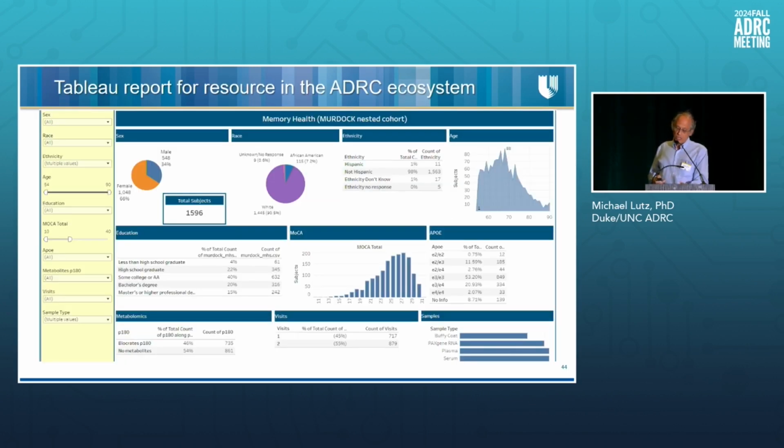Tableau allows for numerous options in terms of query and reporting. This report is for one of the resources in the broader ADRD ecosystem, the Murdoch Memory and Health Study. This report combines tabular and several different types of graphical data. Similar to Gateway, sliders and dropdowns allow construction of a multi-part query.